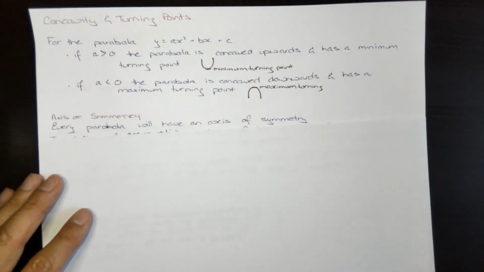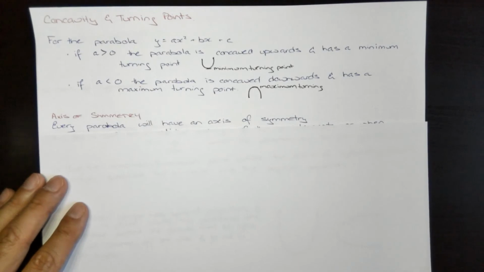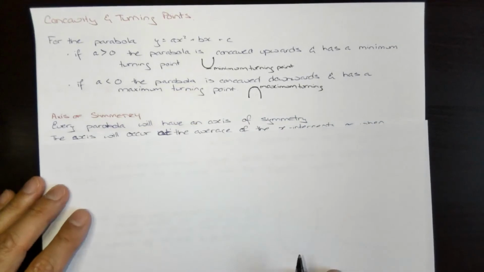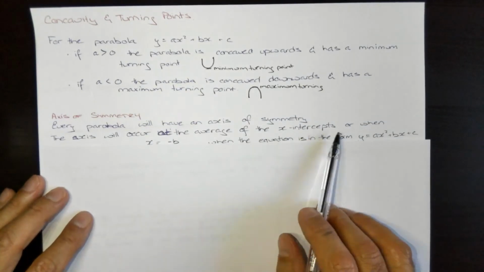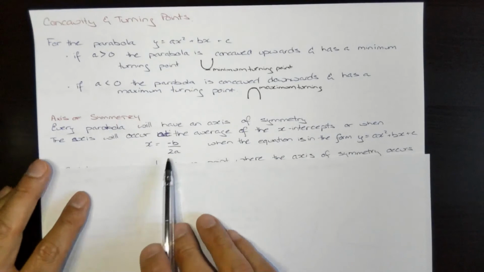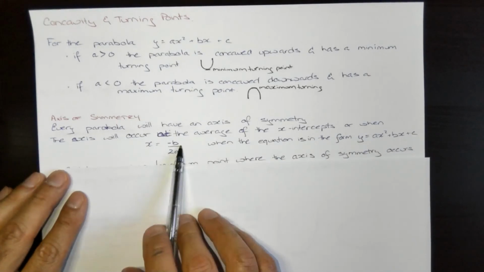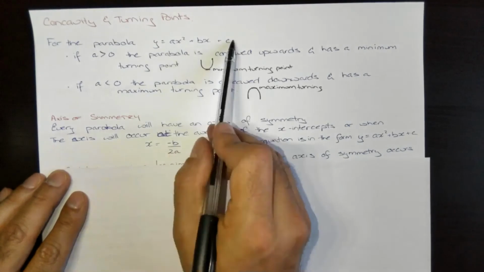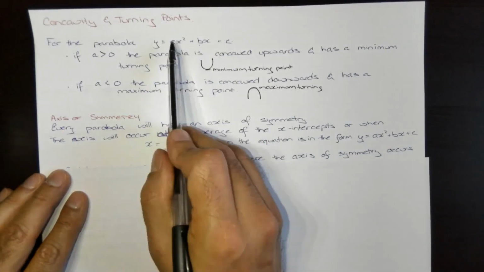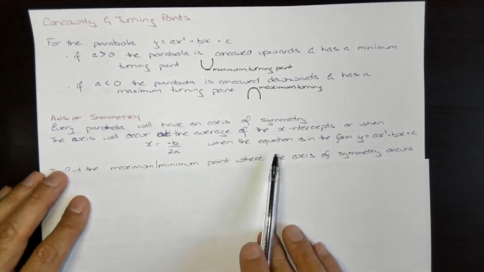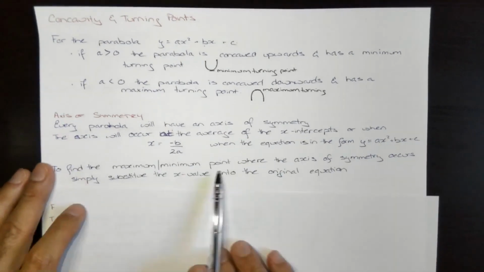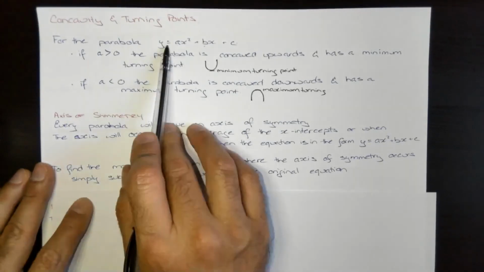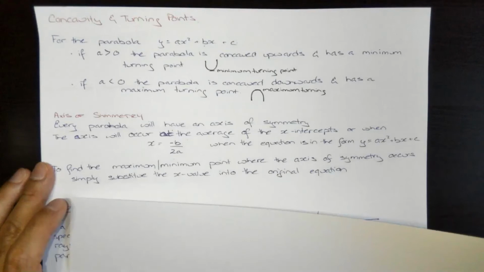Every parabola will have an axis of symmetry. It must happen. So whatever goes up must come down, and whatever goes down must come up. The axis will occur at the average of the x-intercepts, or when x equals negative b over 2a. And we're getting these values, negative b over 2a, from this form. So negative b over 2 lots of a. And to find the maximum or minimum point where the axis of symmetry occurs, simply find the x and then plug it back into the original equation to find its y coordinate.